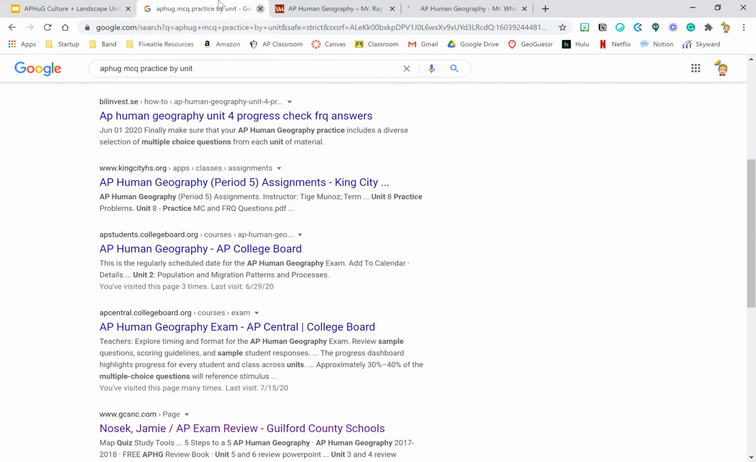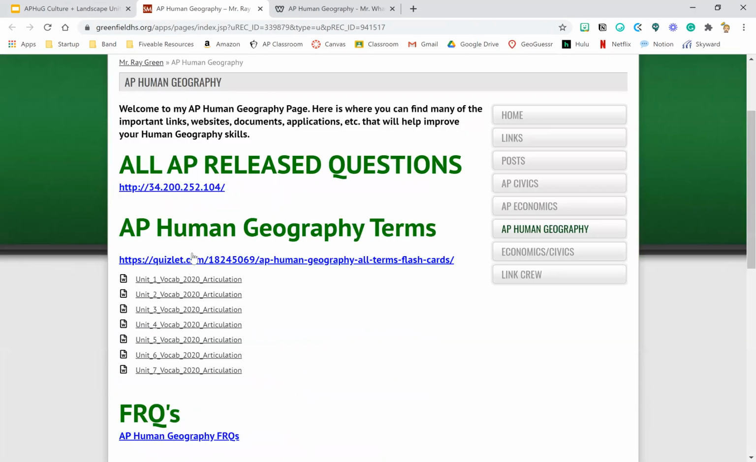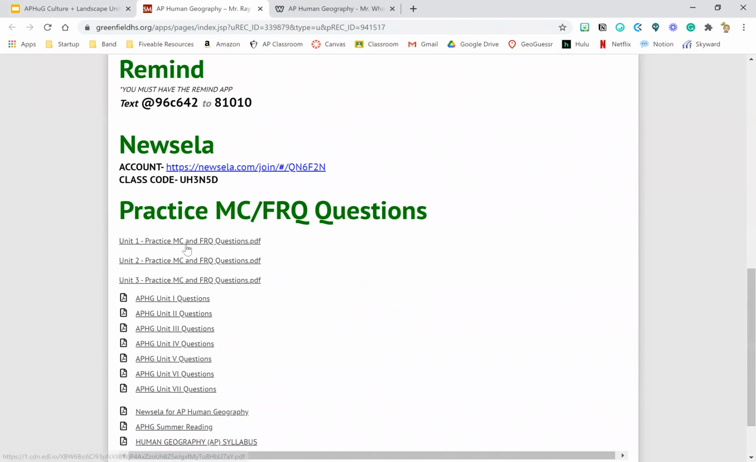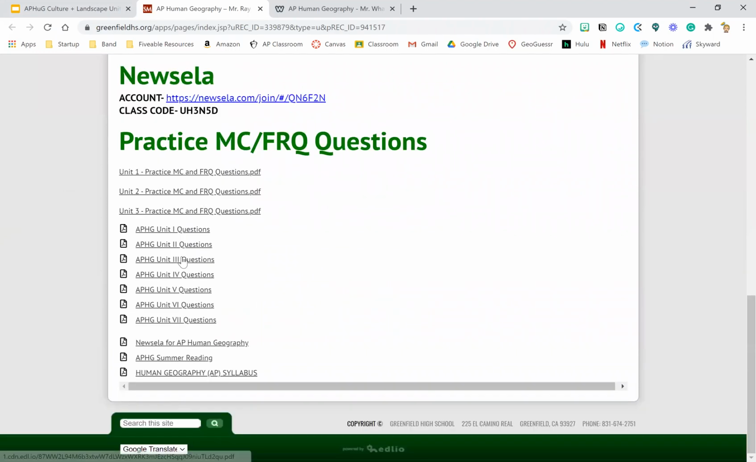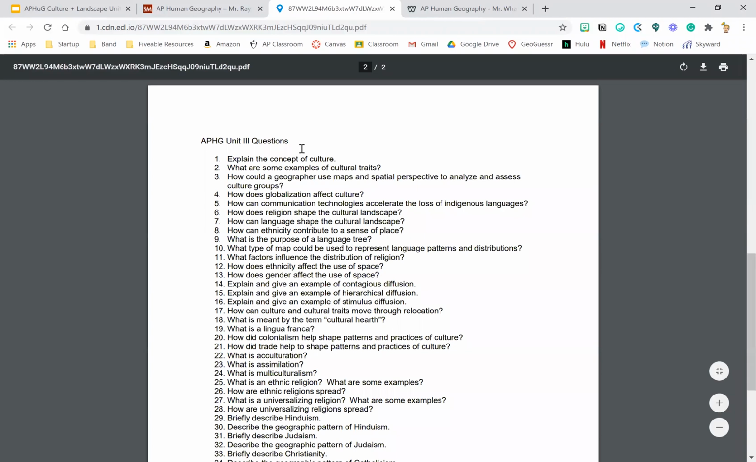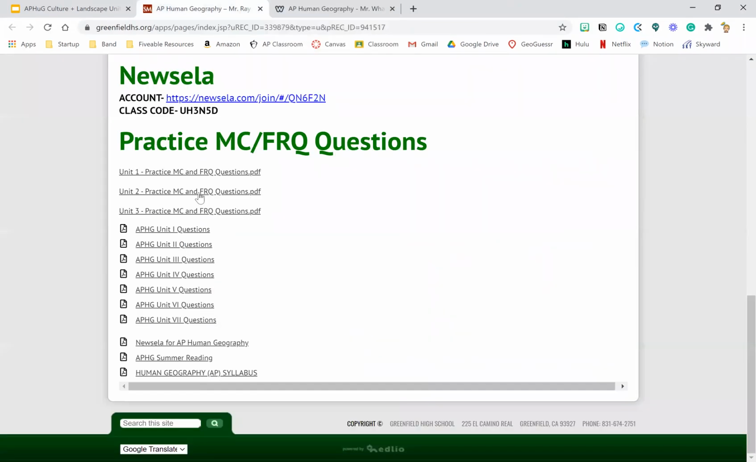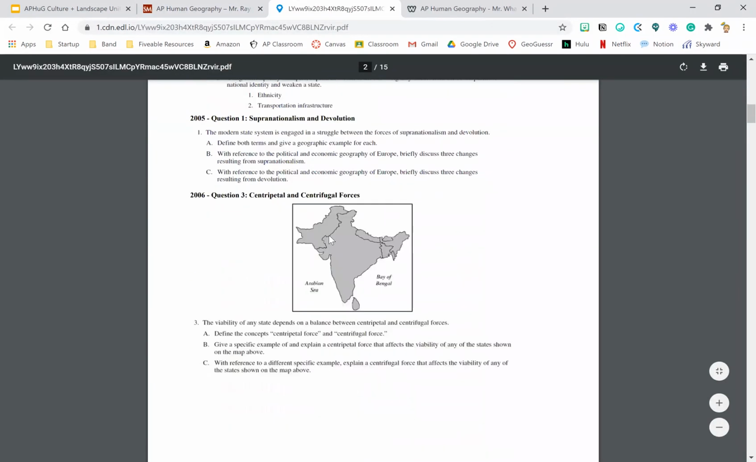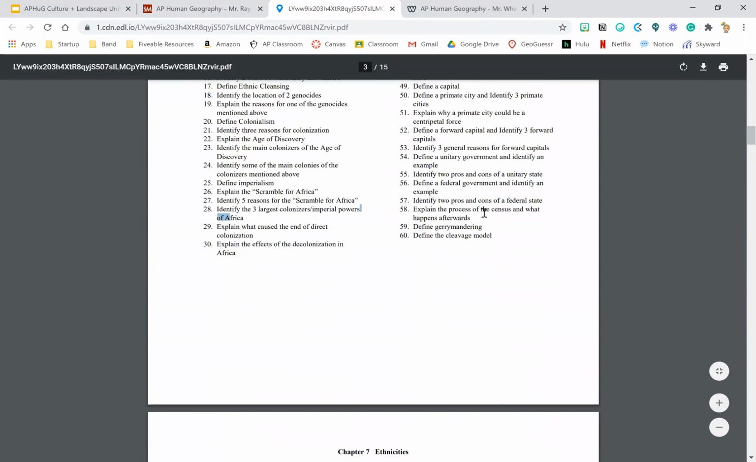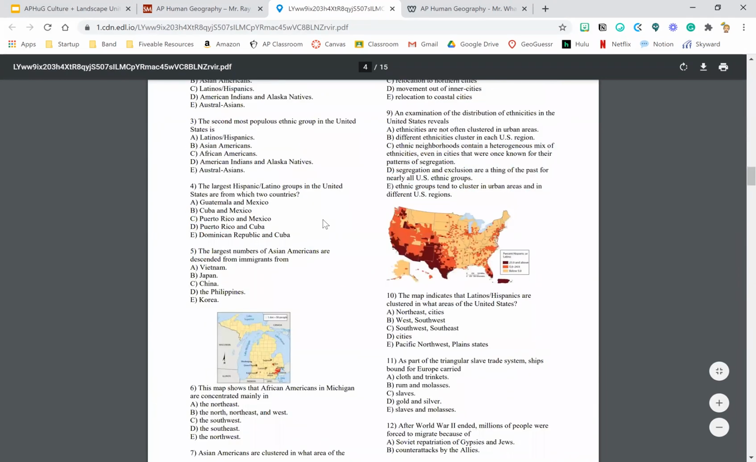Okay, let's see here. FRQs, practice MC and FRQ questions. Here we go. So I think I'll link this site in the AP Hug Students Hub, but this looks like some good practice questions here. They don't seem to be multiple. Oh, here they are. So here are the multiple choice and FRQ questions. So those are all the FRQs, and then these are all of the multiple choice questions down here.